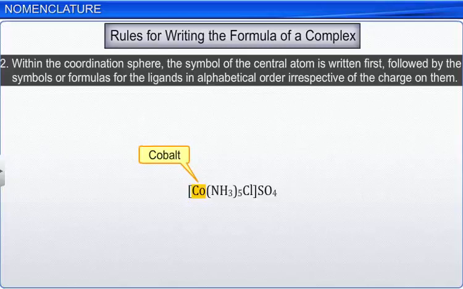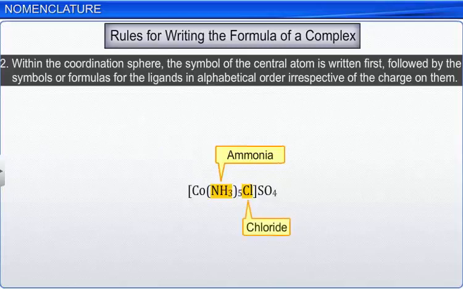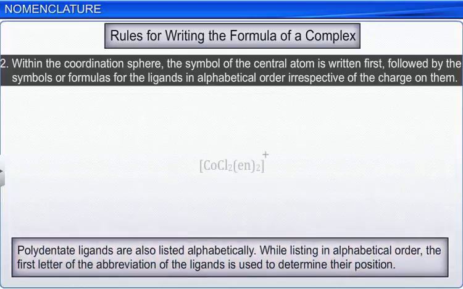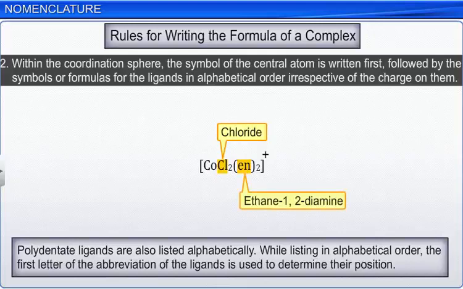Polydentate ligands are also listed alphabetically. While listing in alphabetical order, the first letter of the abbreviation of the ligands is used to determine their position. For example, if a complex contains chloride and ethane 1,2-diamine, which is abbreviated as EN, then in alphabetical order, chloride is written first, followed by ethane 1,2-diamine.